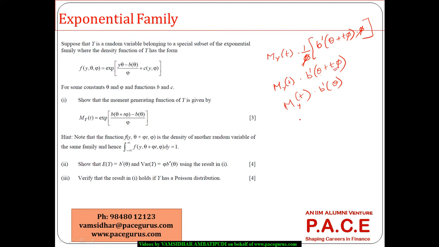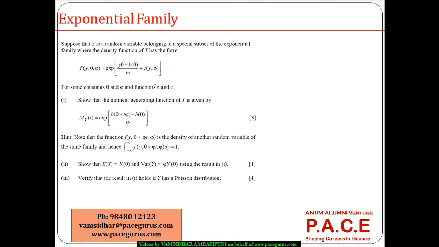Now m of t, when I put t equal to 0 here, becomes e to the power of b theta minus b of theta by phi. So this part becomes 1. 1 times b dash of theta comes out to b dash of theta. So the expected value of y comes out to b dash of theta, straightforward.